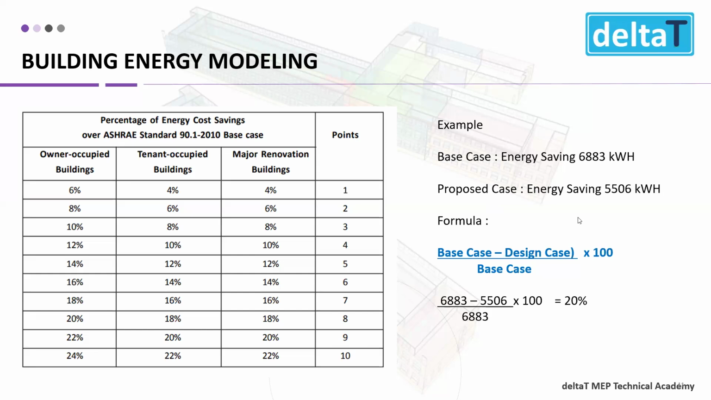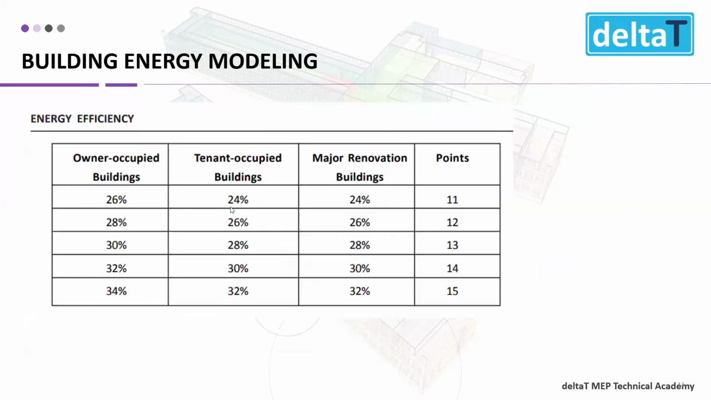So how much am I saving? We have a formula: base case minus proposed case, divided by base case, into 100. So we got the base case and the proposed case. How much are we saving? 20%. Now, what does this table say? If you are saving 20%, we get 9 points. Similarly, if you are saving a higher percentage, we get more points.